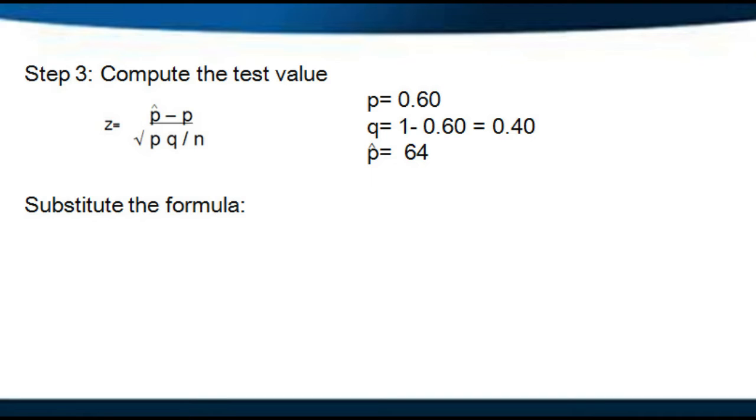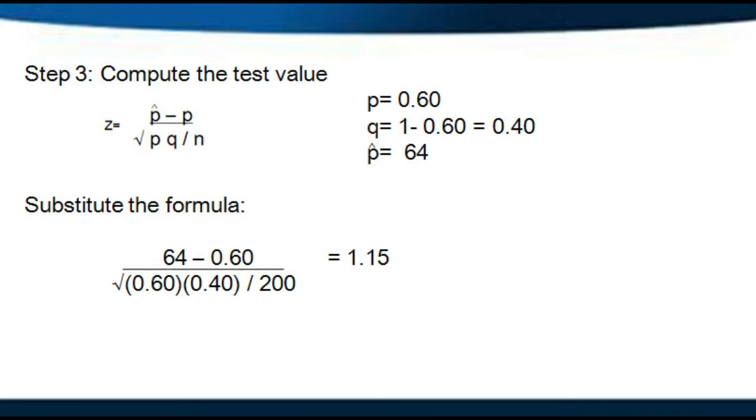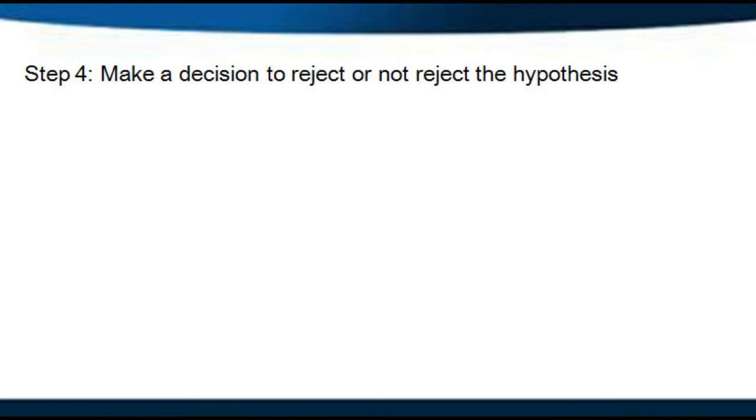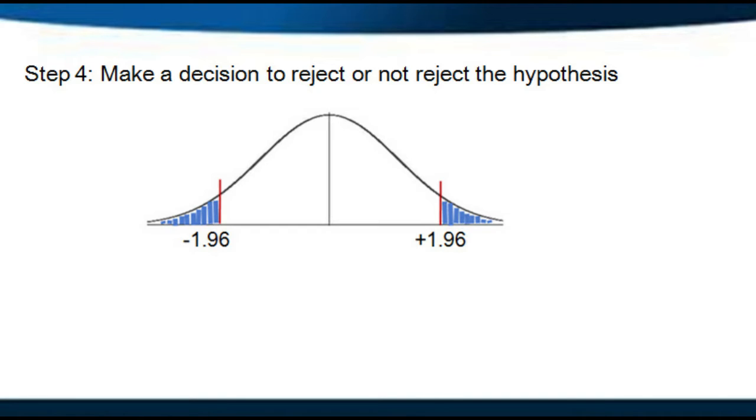Next, we substitute in the formula. That is 0.64 minus 0.60 over the square root of 0.60 times 0.40 over 200, and that is equal to 1.15. Step 4. Make a decision to reject or not reject the hypothesis. Since our critical values are 1.96 on each tail, and the test value 1.15 did not fall in the critical region, therefore, the null hypothesis cannot be rejected.